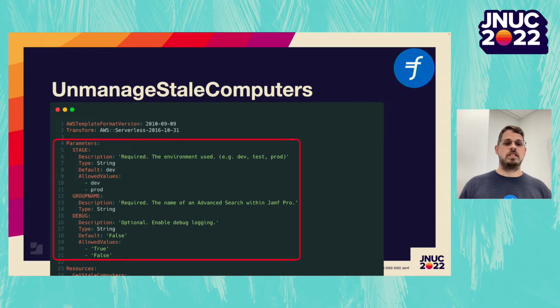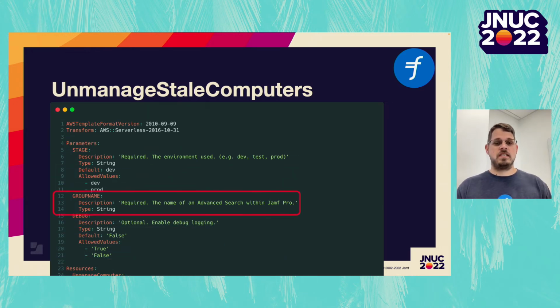Right away, you'll see that there's a new parameters section. This is a way for you to add variables into your templates. In this case, group name takes the string name of an advanced search from Jamf Pro. So this lets Jamf Pro do all the heavy lifting with its inventory without adding the overhead of a smart group. So an advanced search only uses resources when it's called, whereas a smart group performs it on every inventory.